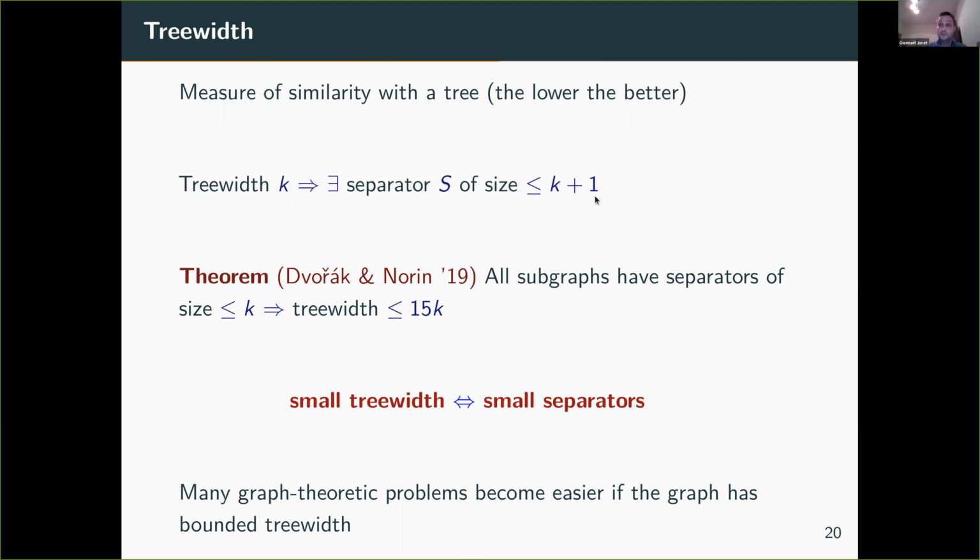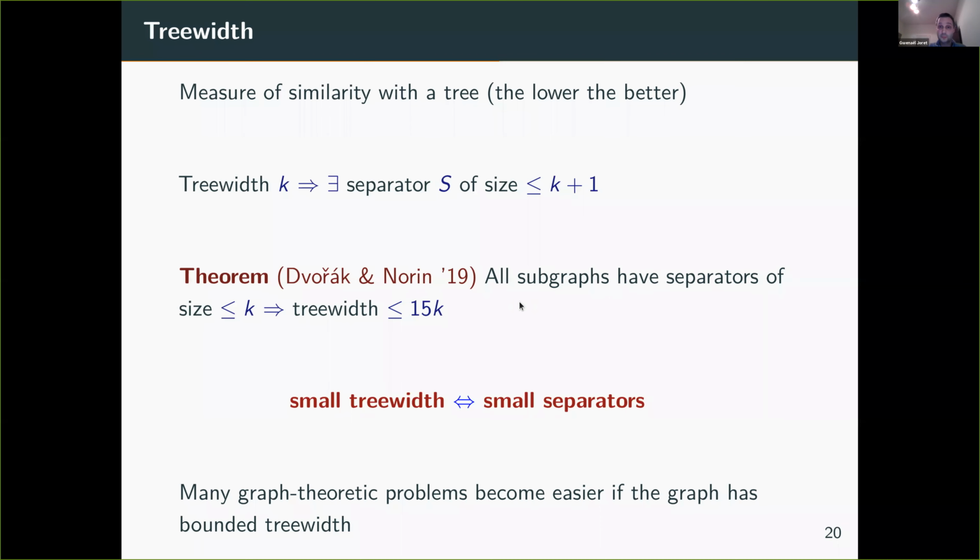So for the purpose of this talk, you can think of graphs of bounded tree width as graphs with constant size separators. So small tree width implies small separators. And in a sense, up to constant factors, having small tree width and having small separators is the same thing.